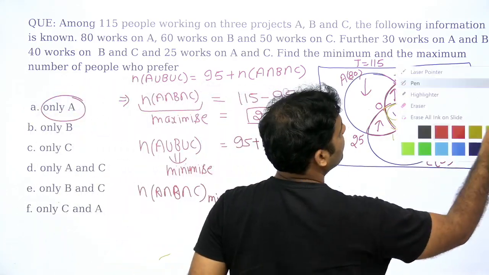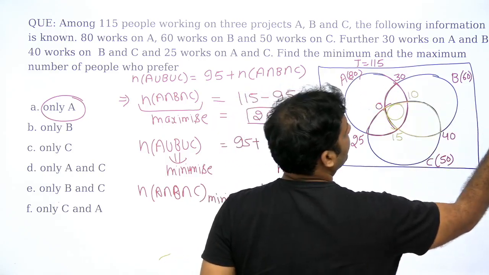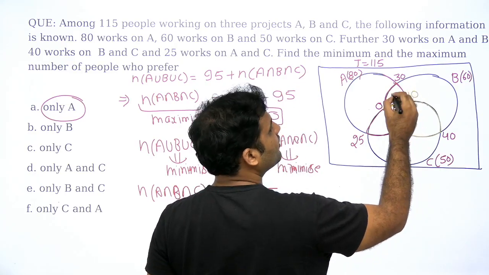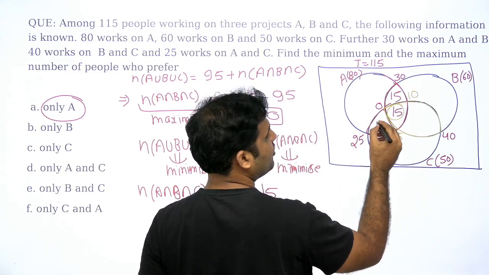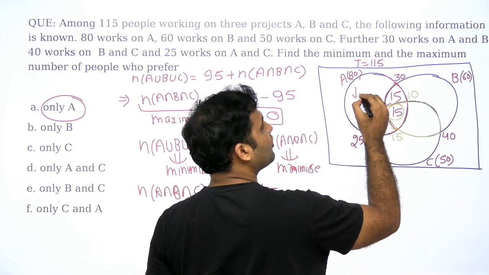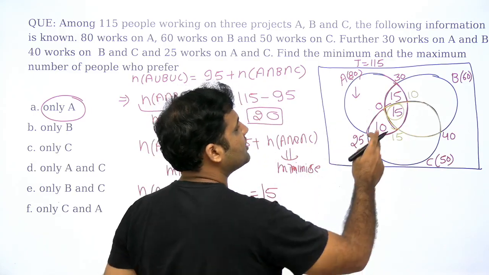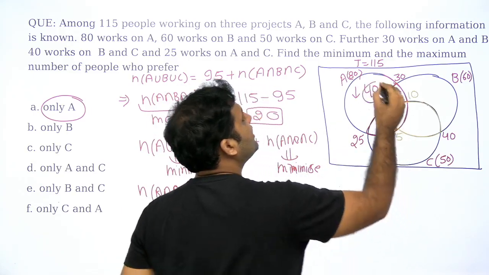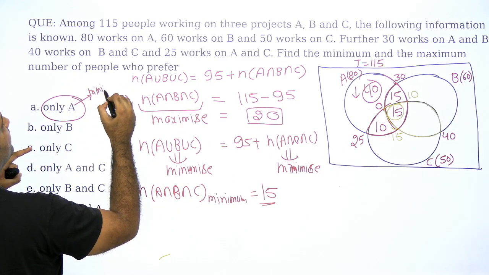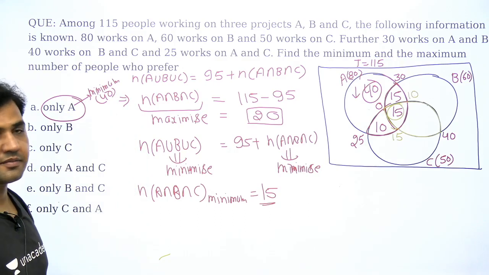Now straight away you will get your answer. If I put the minimum value of 15 here, I'll get more value here, that is 15 here. I'll get more value here, that is 10 here. If these two values are more, I'll get lesser value over here. So this is total 80, 15 plus 15 is 30, 30 plus 10 is 40, and this will be the 40. So the minimum of only A will be 40, and this will be the answer.